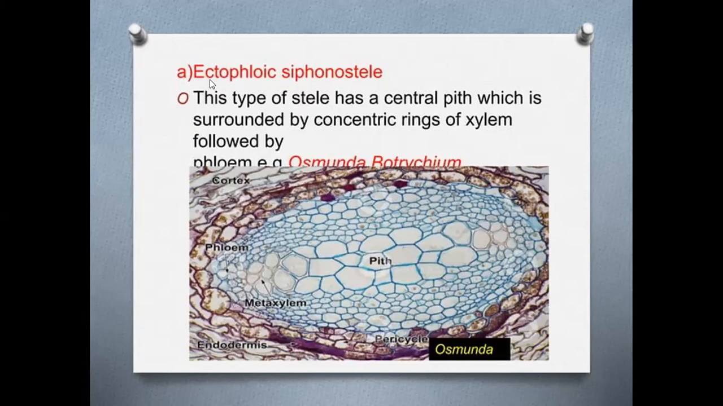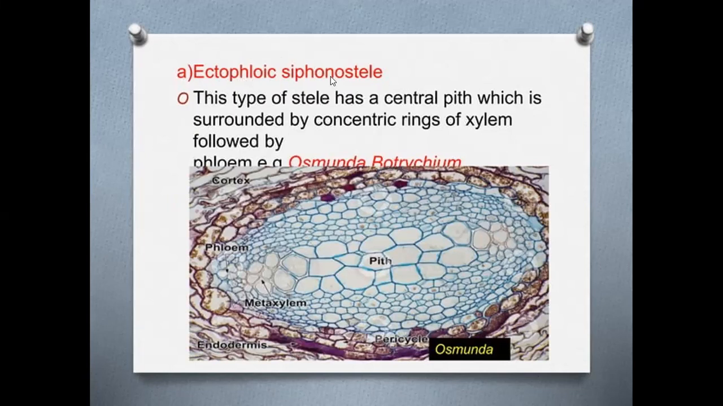Ectophloic. Ecto means outside. Phloic represents the phloem. So what does this mean? Phloem will be present in the stelar region. The phloem will be outside the xylem. That term we represented as ectophloic.